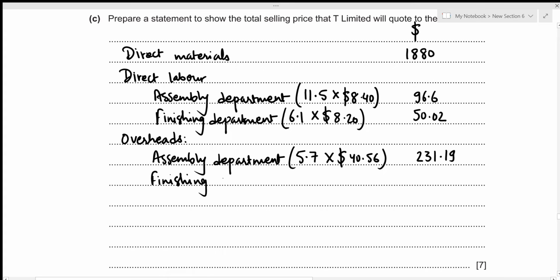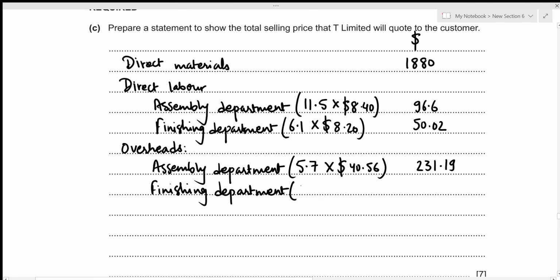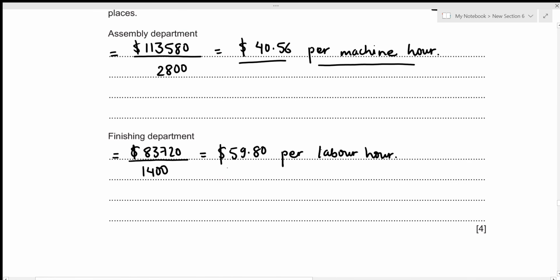Now, while calculating the overhead absorption rate for finishing department, we calculated it on the basis of labor hours. So we need to write down the labor hour over here. The direct labor hour was 6.1. So we'll just substitute this value and we will be completely ignoring the machine hours. Now let's just substitute the rate that we calculated in the second part, which was 59.80. Again, because this is per labor hour, we'll be using the direct labor hours of 6.1 and not the machine hour. We will be completely ignoring the machine hour for finishing department. Let's just multiply it with the rate of 59.80.